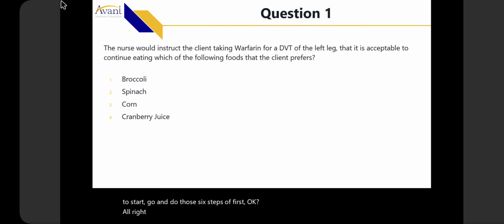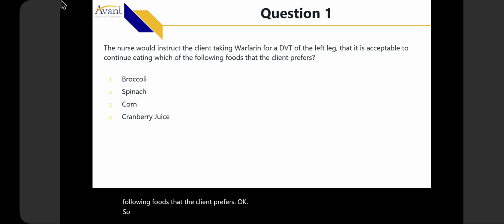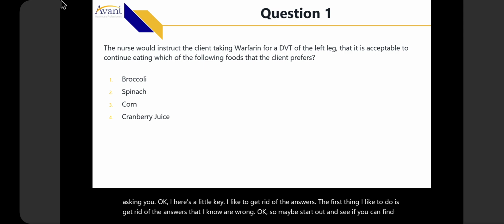All right, so here we go. First question, guys. Question #1. The nurse would instruct the client taking warfarin for a DVT of the left leg that it is acceptable to continue eating which of the following foods that the client prefers. So remember, you read through your question and make sure you know what the question's asking you. Here's a little key. The first thing I like to do is get rid of the answers that I know are wrong. So maybe start out and see if you can find any of those answers in there.